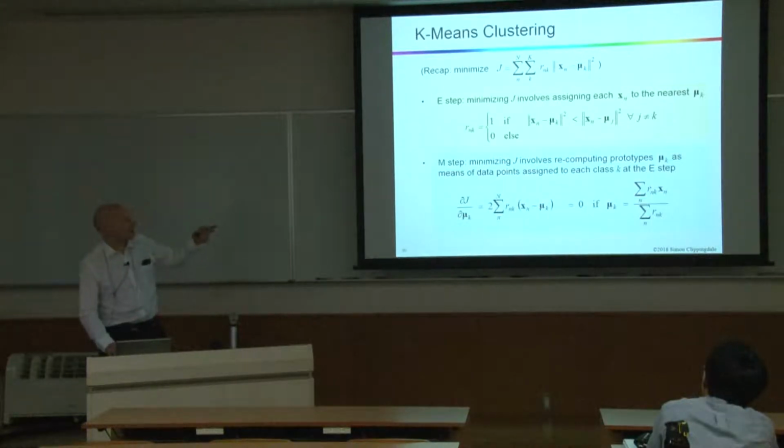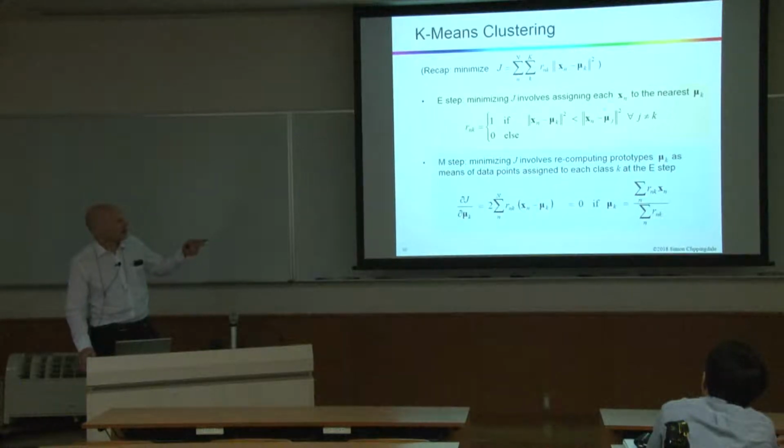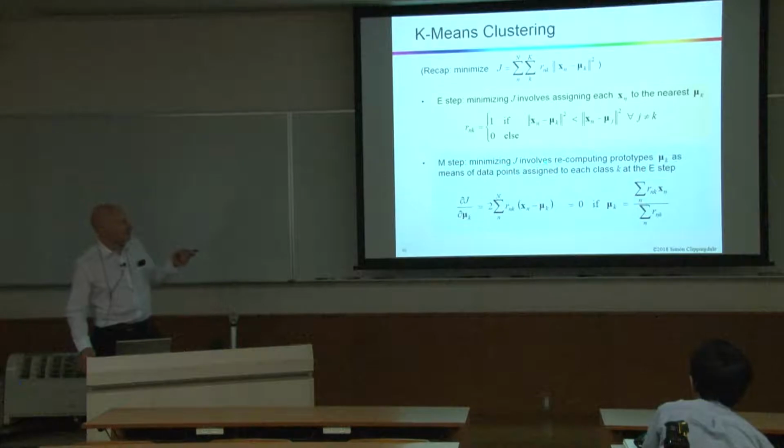There's a recap of the error we're trying to minimize again. So the E step involves simply assigning each of your input vectors to the nearest class mean. Easy enough. The M step involves recomputing the class means as these things, which are the means of the data points assigned to each class at the previous step.